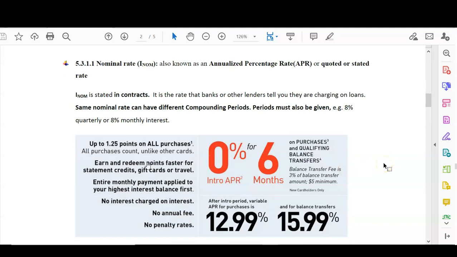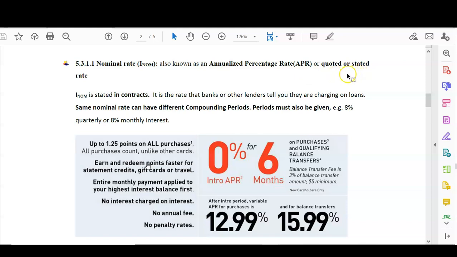Okay. So let's start by looking at the first concept here, nominal rate. We can use INOM to stand for nominal rate. It is also called annualized percentage rate, or APR, or quoted rate, or stated rate.